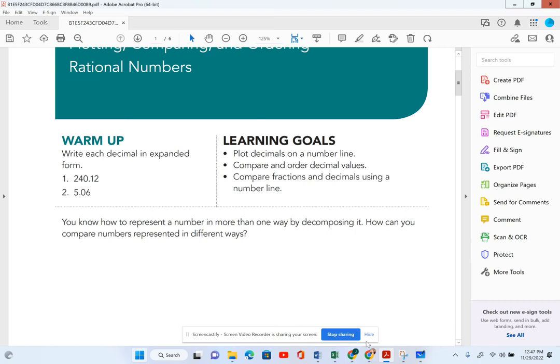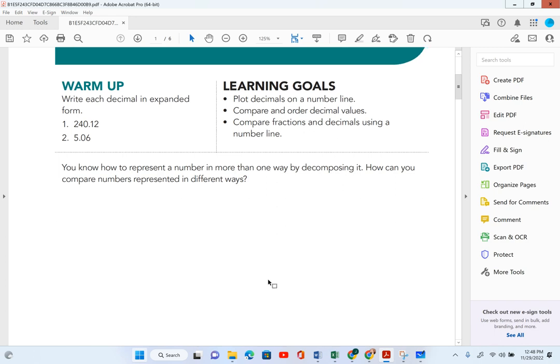Okay, so what is our goal, or what are our goals? We want to be able to plot decimals on a number line, compare and order decimal values. And that's really the major thing. Compare fractions and decimals using a number line. So our big thing here today is compare and order decimal values. That's what we want to get to by the end.